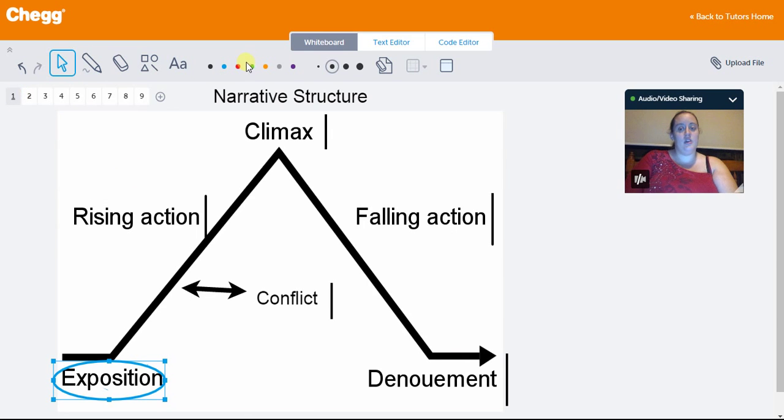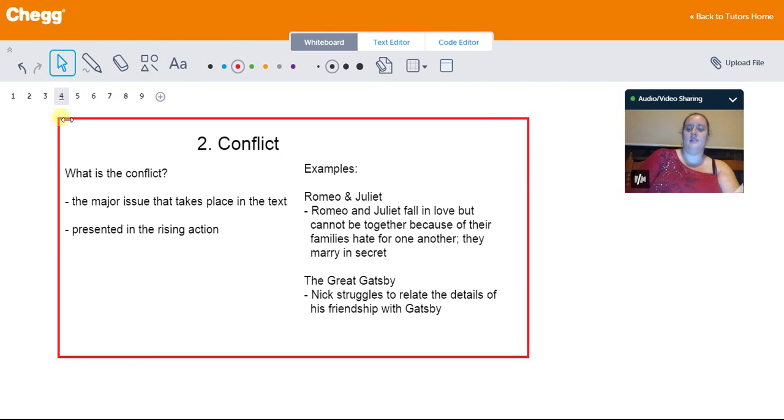So from here, we're looking at the second section, which is conflict. And conflict, in this sense, is the major issue that takes place in the text, and it usually presents itself during the rising action. In the case of Romeo and Juliet, this is where they fall in love and then discover that Juliet is a Capulet and Romeo is a Montague.